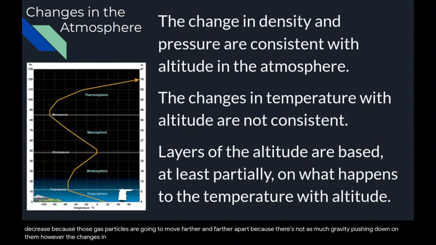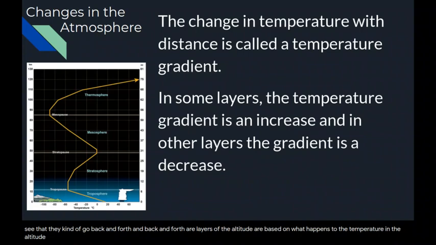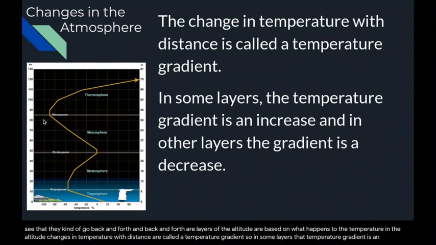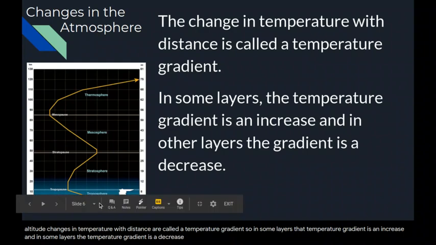However, the changes in temperature with altitude are not consistent. If you look at this picture on the left of your screen, you will see that they go back and forth and back and forth. Our layers of the atmosphere are based on what happens to the temperature with altitude. Changes in temperature with distance are called a temperature gradient. In some layers, that temperature gradient is an increase, and in some layers, it is a decrease. You can see that on this chart.